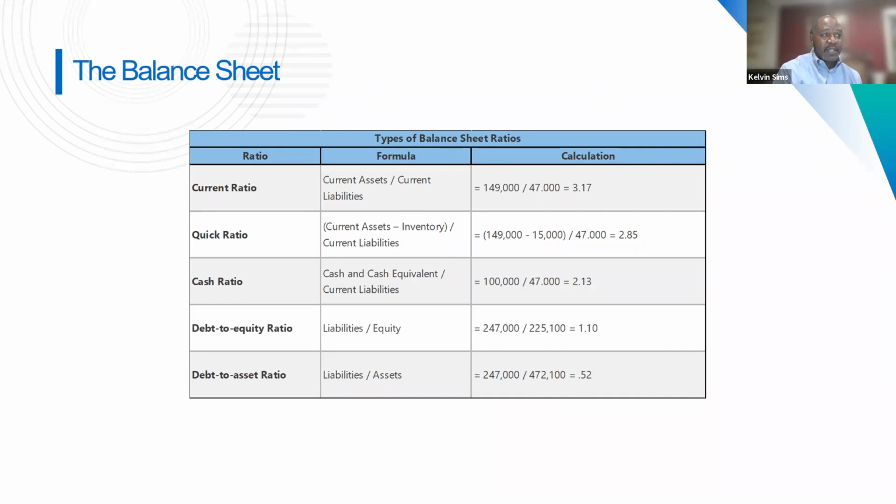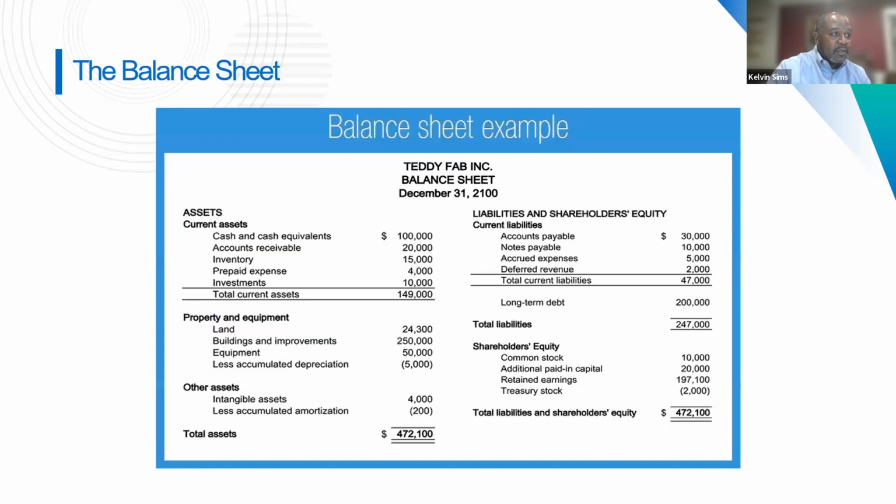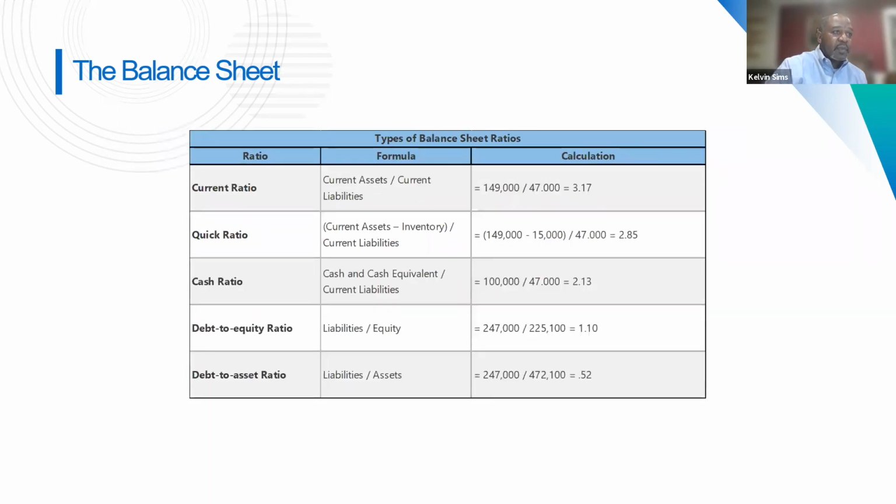Quick ratio: current assets minus the inventory. The 149 again minus the 15,000 we had in inventory, and that gives us a 2.85 or 285% ratio. So 2.85 to 1. Cash: I have $100,000 in cash or cash equivalent divided by my current liabilities. So the cash, $100,000 divided by my current liabilities of 47,000 gives me a 2.13 ratio, or 213%.